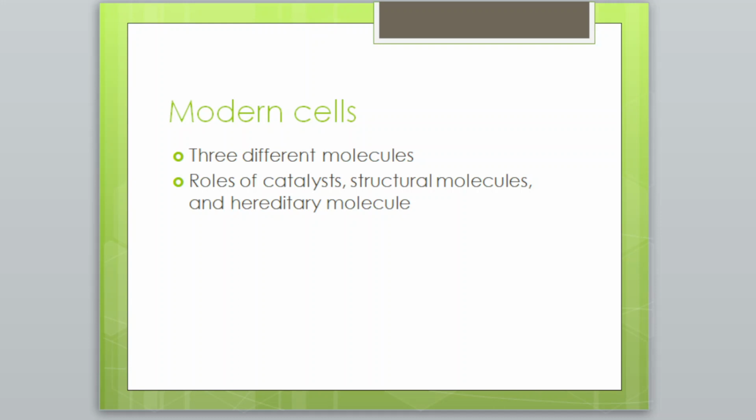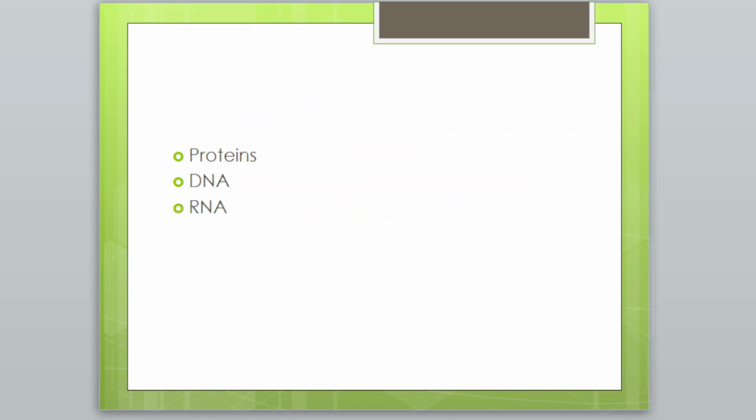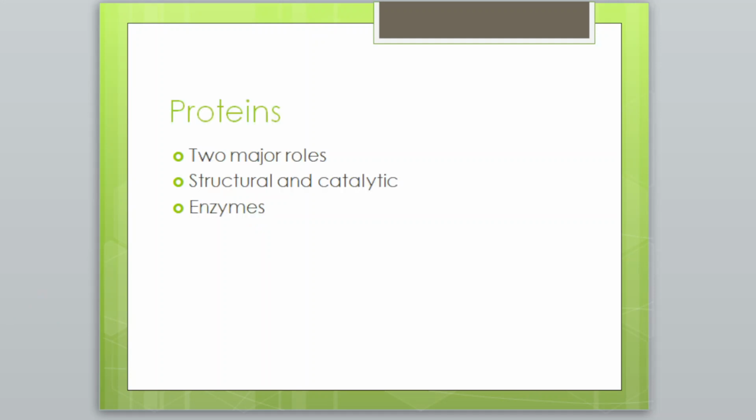Now, what are these three modern molecules which have three different roles: catalyst, structural molecule and hereditary molecule? These modern molecules are proteins, DNA and RNA. Proteins have two major roles: one is the structural role and the other is the catalytic role. These catalytic proteins are called enzymes.